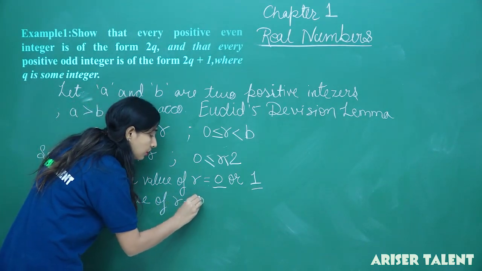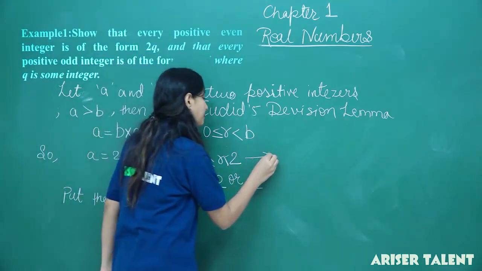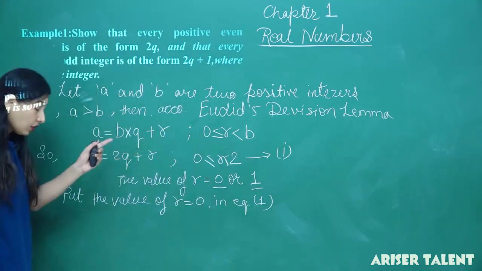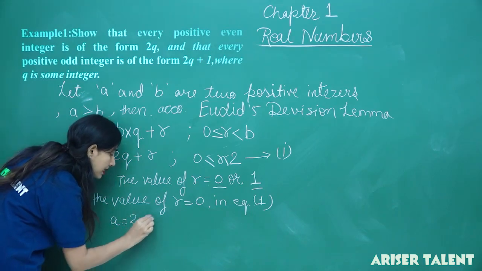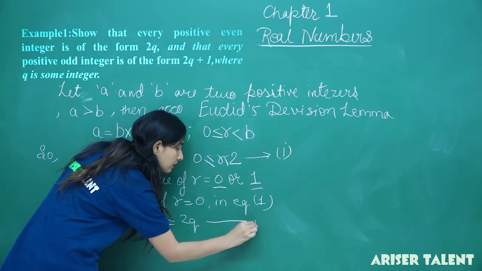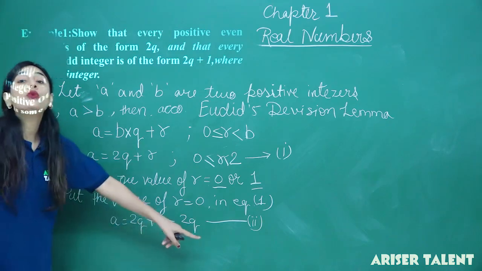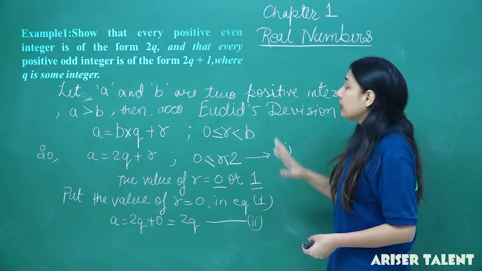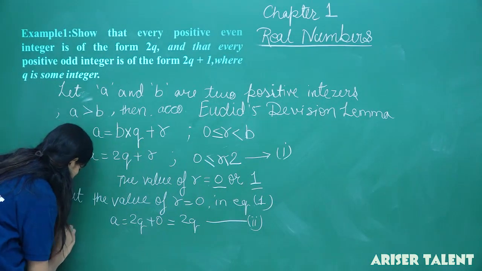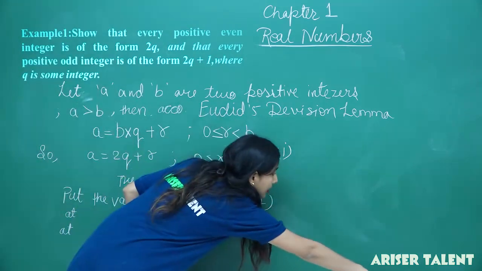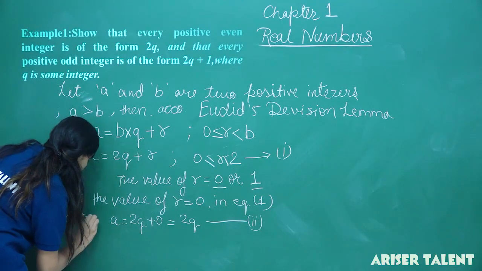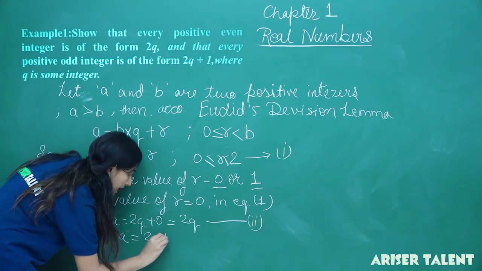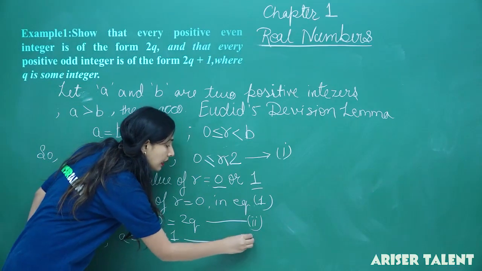Okay. Now put the value of r equals 0. This is our equation 1. In equation 1, a equals 2q plus 0, which equals 2q. See here, a equals 2q. Now, put the value of r equals 1 in equation 1. At r equals 1, a will be equal to 2q plus 1. Okay. So, this is our third equation.